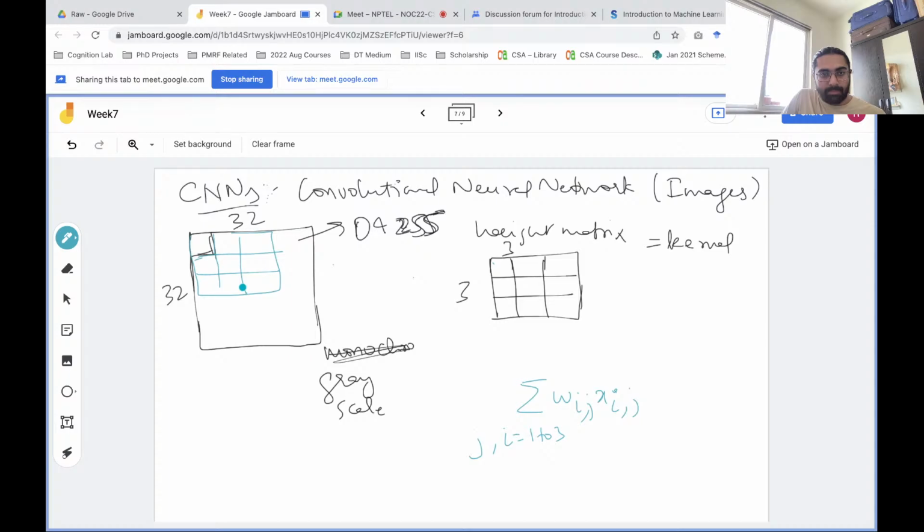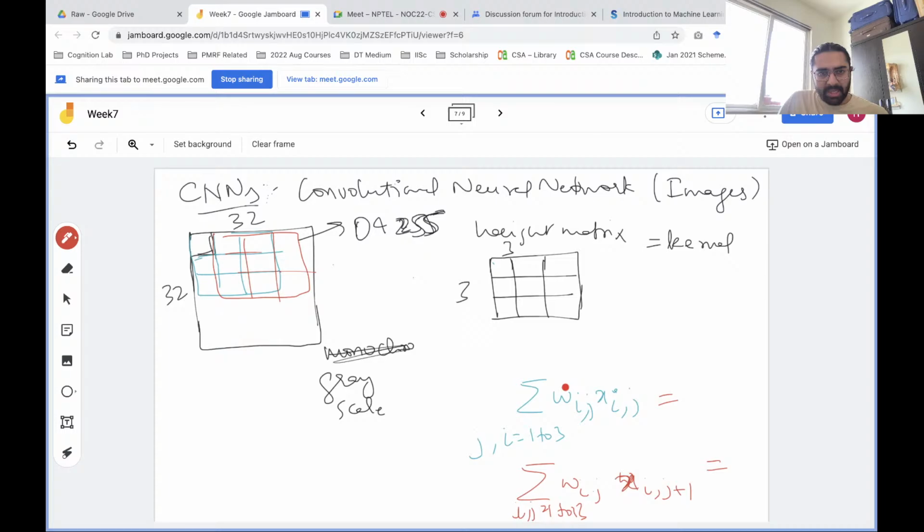So again, ij in 1 to 3. This is some input, this is some output, right? What is happening is, in case you want to do this using normal neural networks, you will have one weight per input dimension. For example, I have 32 across 32, so I'll have 1024 weights on this image, and I will try to learn these 1024 weights.